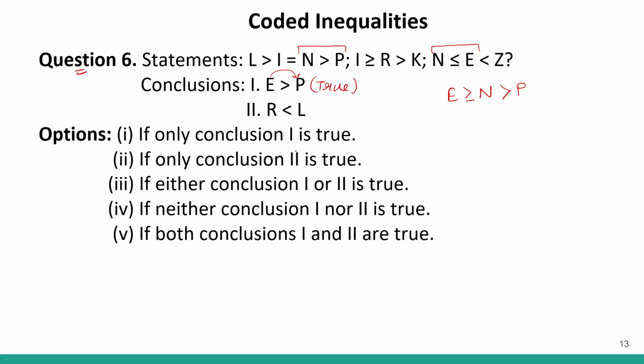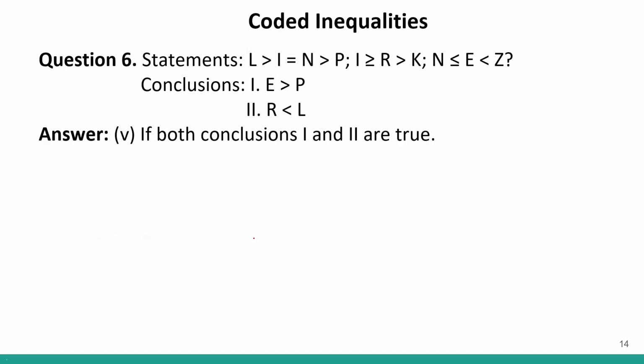Correct? Now, L is greater than R. So we will move from L to R. If I look at this information, L till I, and then I to R. So L is greater than I and I is greater than or equal to R. Based on this information, I can conclude that L will be greater than R. So this information is also true. So my answer will be that both conclusions 1 and 2 are true. So option number 5 will be the answer. Clear?